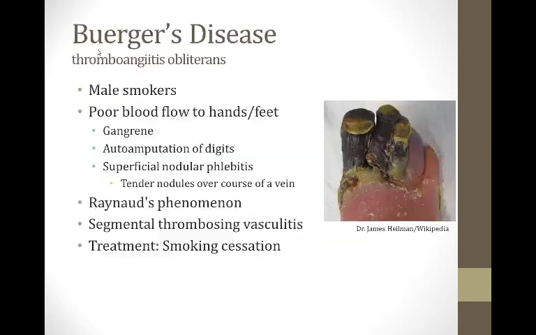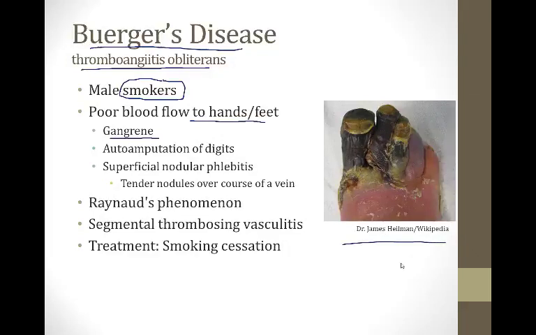Our next medium vessel vasculitis is called Berger's disease. It's also called thromboangiitis obliterans, and this condition classically occurs in male smokers. In fact, it almost never occurs in non-smokers. This condition involves poor blood flow to the hands and feet that leads to gangrene. This is a picture of gangrene of the foot to remind you of what can happen in Berger's disease. Often these patients have auto-amputation of their digits, meaning their fingers or toes fall off.